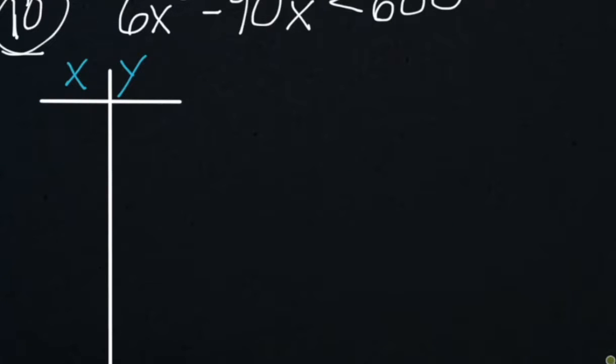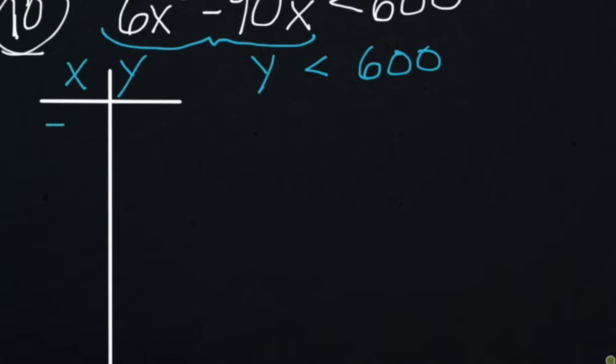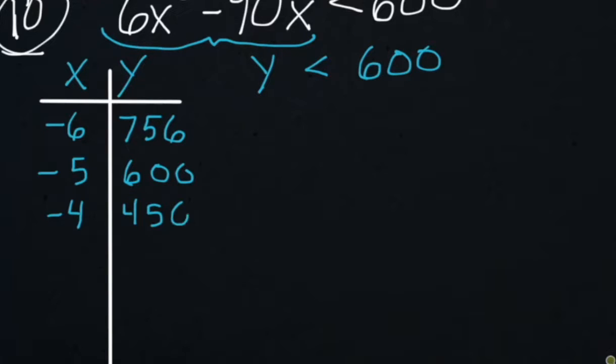Number 10. Again, I'm going to do my table. I'm going to plug the equation into y1. And I'm going to look for the number 600 in my y's, so I can see where it's greater and where it's less. As I scroll down, I see negative 6 is at 756. Negative 5 is at 600. So I go negative 4 is at 456. So let's scroll. I go to 19. 19's at 456.